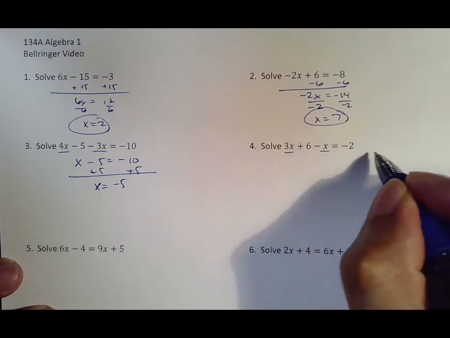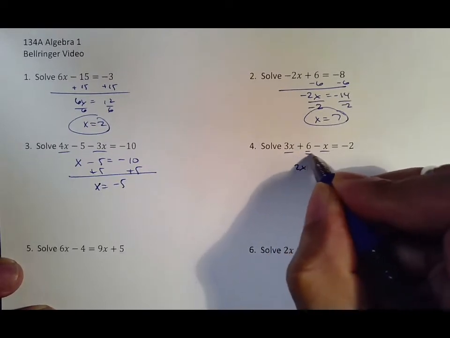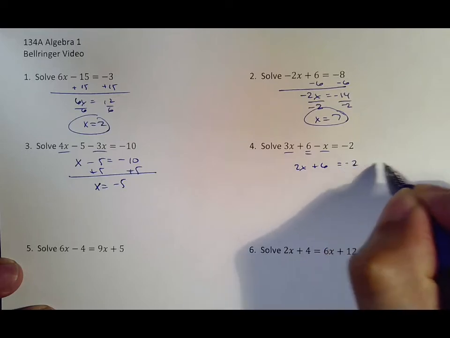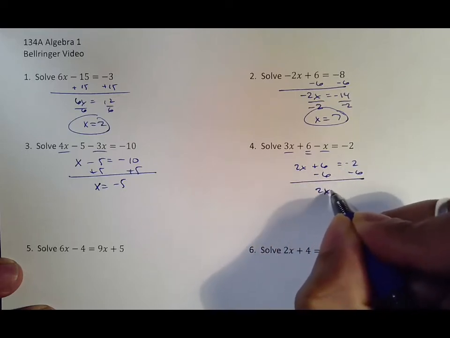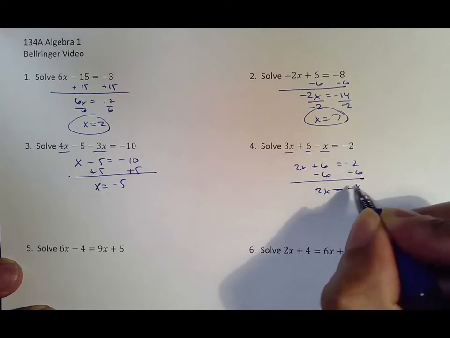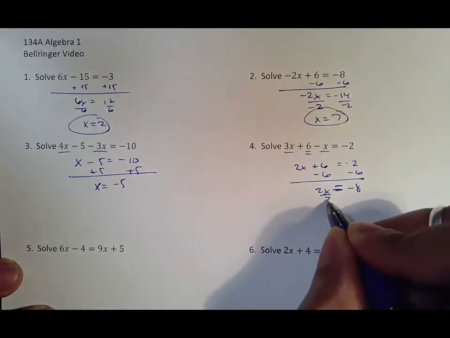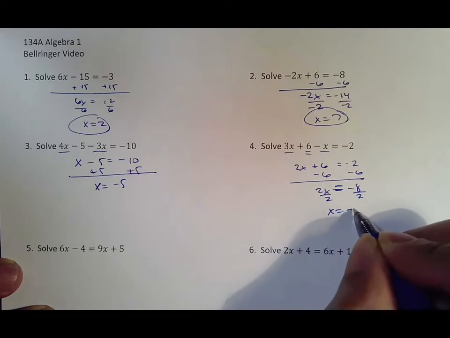3x minus x is 2x. The 6 comes down, the negative 2 comes down. From there you subtract 6 from both sides, getting 2x, again both of these are the same, equals negative 8. You then divide by 2, getting x is equal to negative 4.